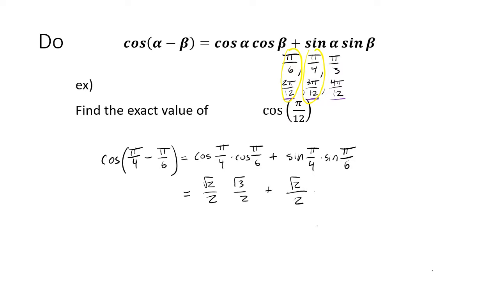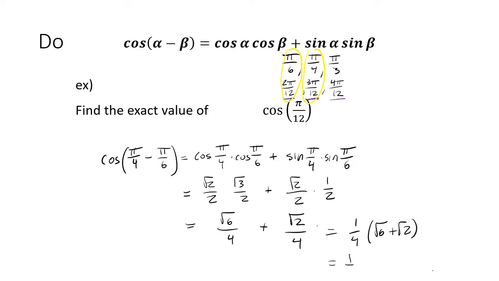Sine of pi over 6 is 1/2. So this is the square root of 6 over 4 plus the square root of 2 over 4. And again, you can write that as 1/4 times the square root of 6 plus the square root of 2, or you can say it's the square root of 6 plus the square root of 2 all over 4. All those answers are the same. And you'll notice it's very, very similar to the previous one. That's because usually when we're coming up with these 15-degree increment angles, they're pretty similar answers.